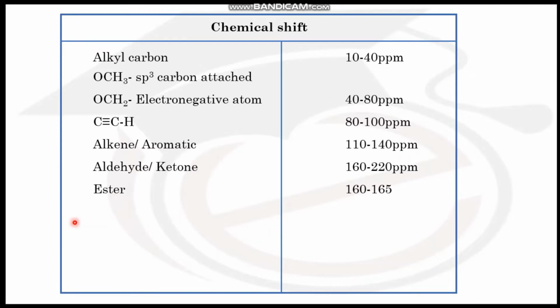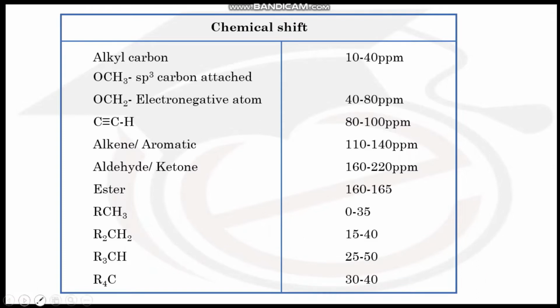If there is an RCH3, it will give 0 to 35. If it is R2CH2, then the range is 15 to 40. R3CH, then 25 to 50. If all valency is filled, that is R4C, it will give 30 to 40. And these values will be different if some electronegative atom is present in the molecule. Okay, it is similar to what we explained in the case of proton NMR. Please watch those videos on factors affecting chemical shift. Then you will get a clear idea regarding that.